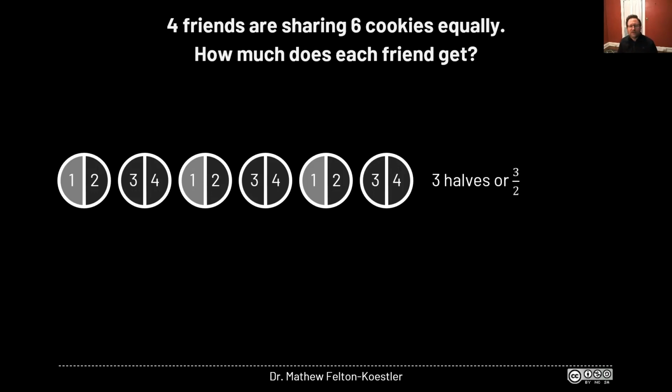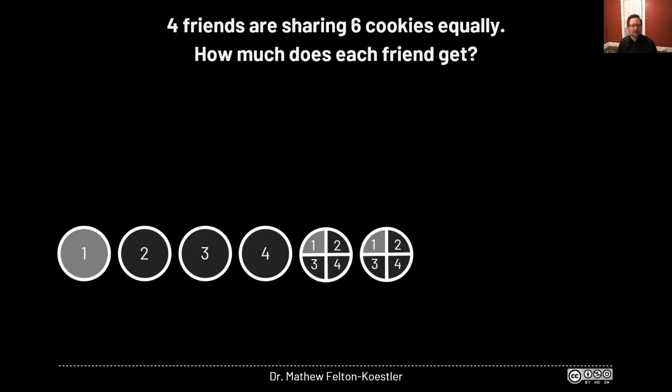But part of what this highlights is that we can think of 3 halves as 1/2 plus 1/2 plus 1/2. And that's really how the standards want us thinking about these fractions, especially for fractions larger than 1, as just multiple copies of the unit fraction, the 1/2.